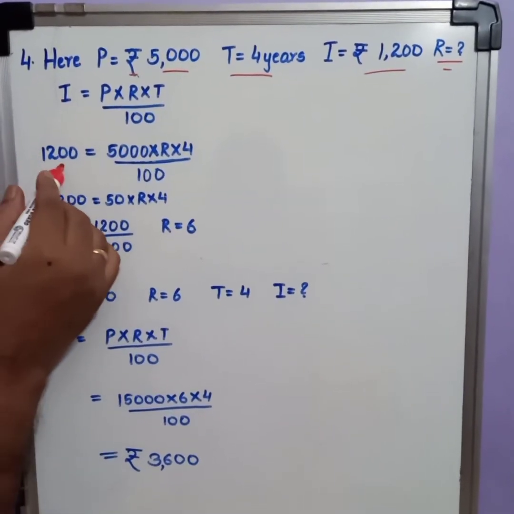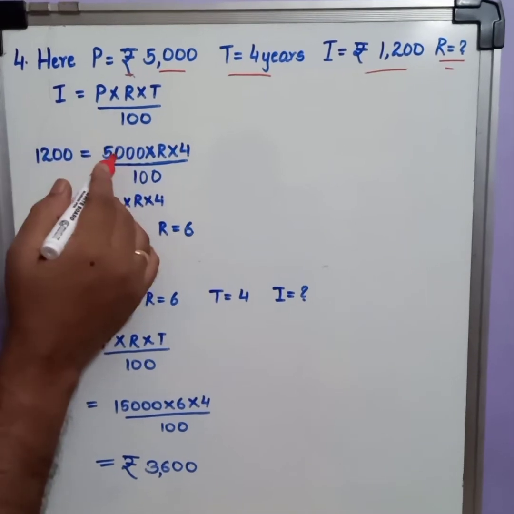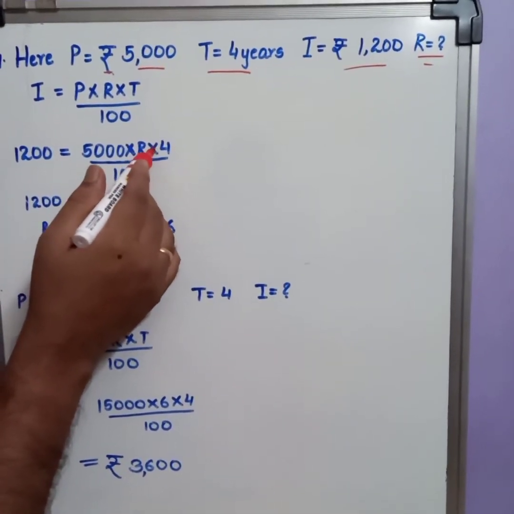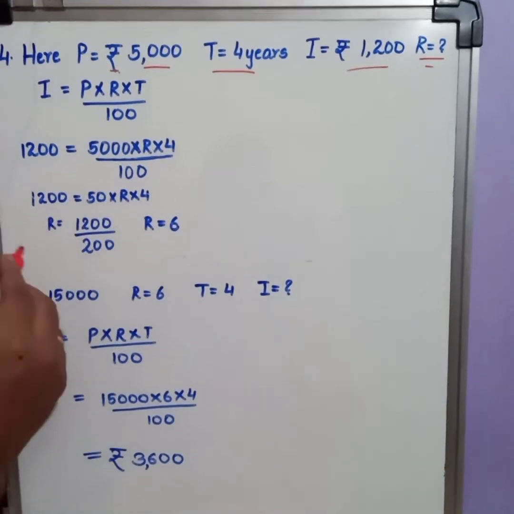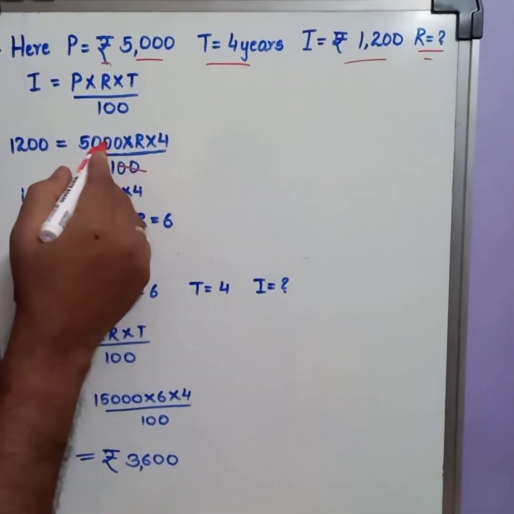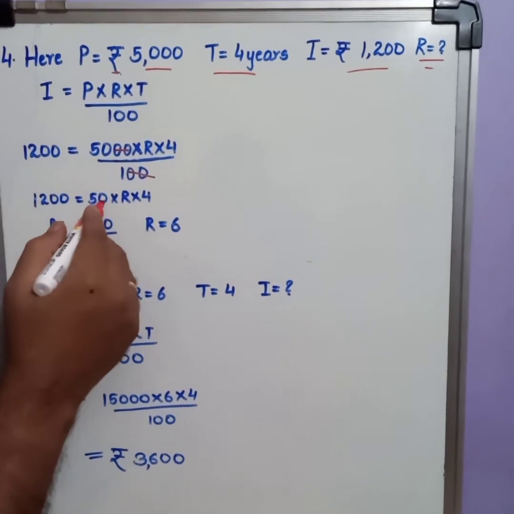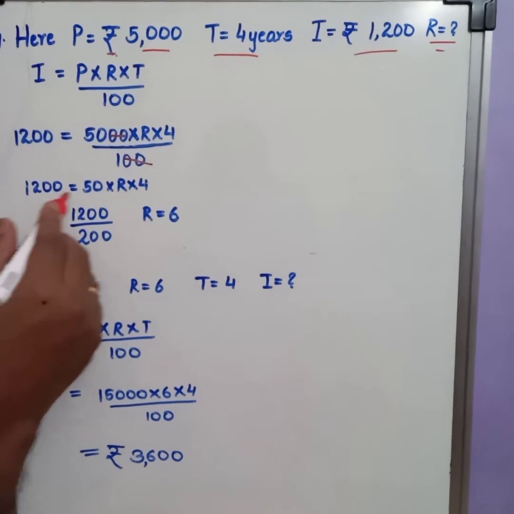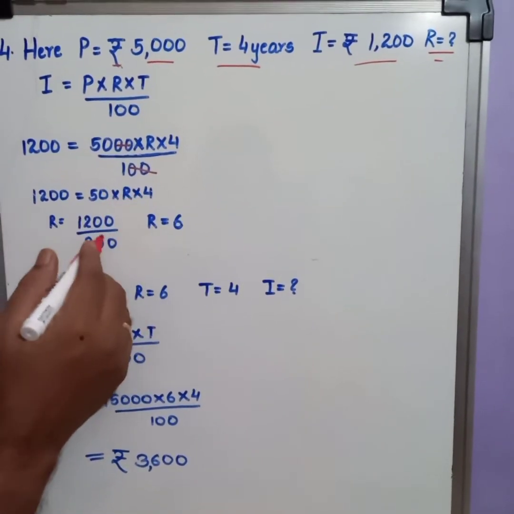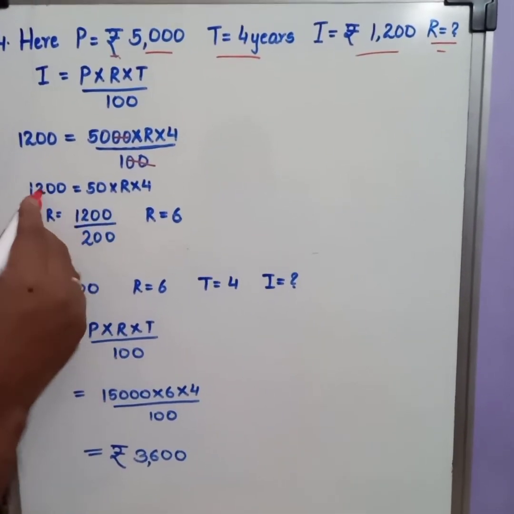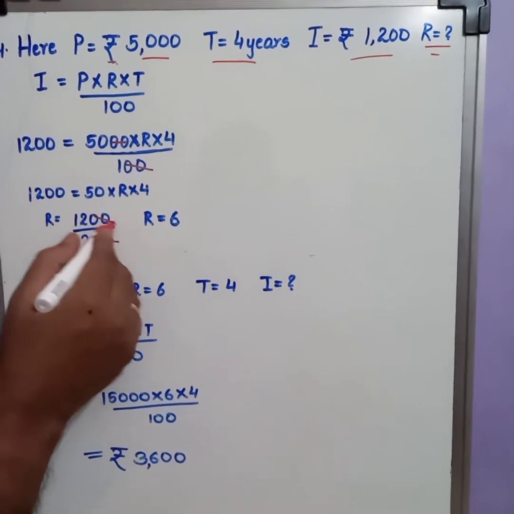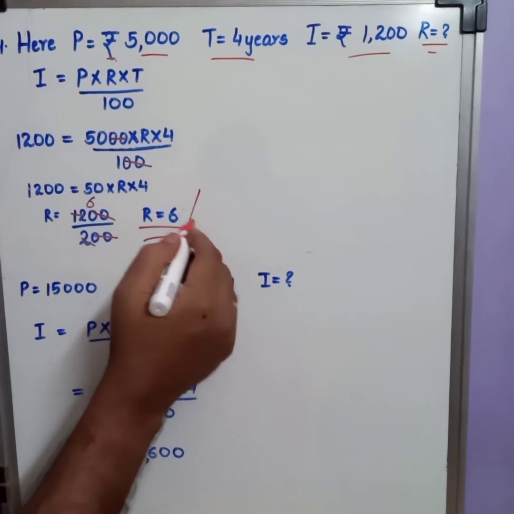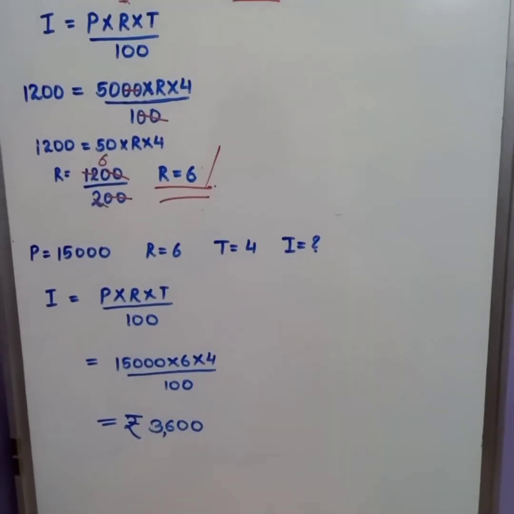For interest, we are going to write 1200. For principal, 5000 into R, which we don't know, we are going to find it out. And T, 4 upon 100. Here, 0. So it is 50 into R into 4. R is equal to 1200 upon 50 into 4. 50 into 4 comes up to 200. That comes below 1200. 6. So we found our rate of interest. 6 is the rate of interest.